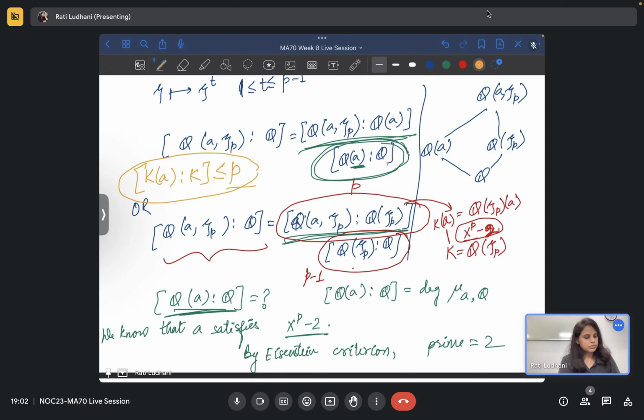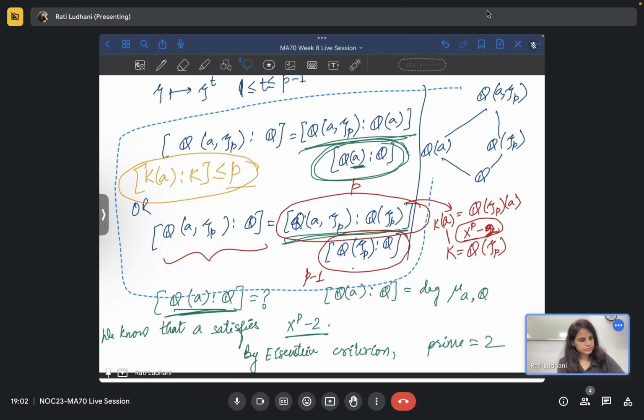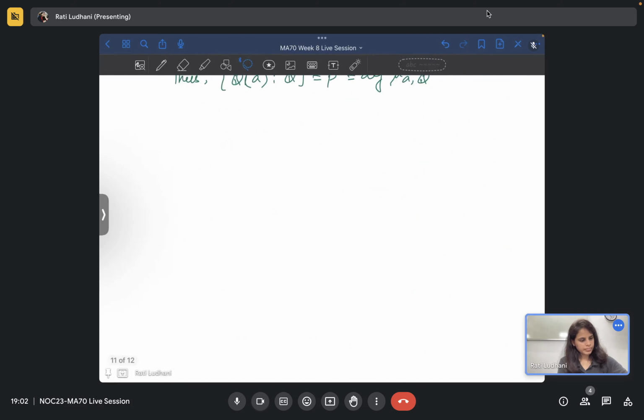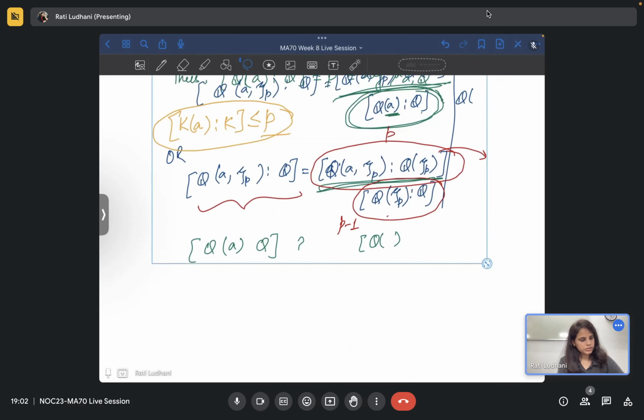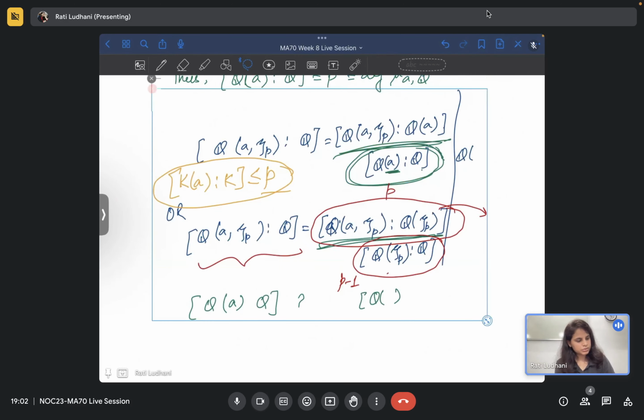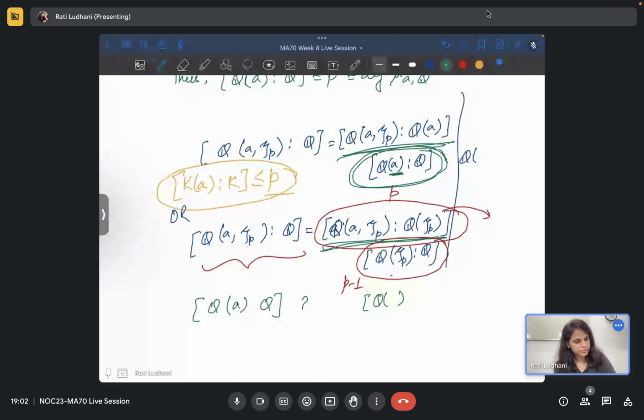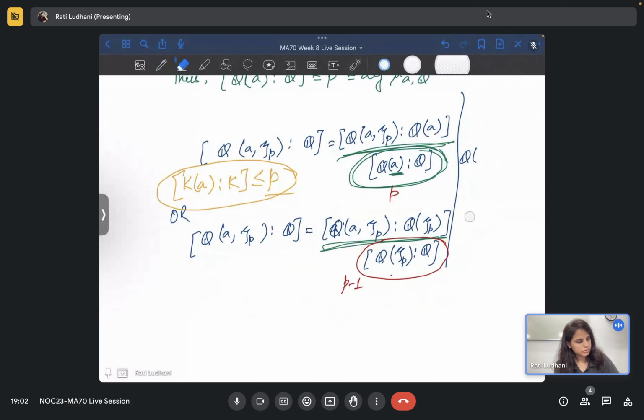So now, what do we have? I'll just copy this part, because this is something I need space for. So we have this. So we got this much information. So I'll just use this. So we have this.